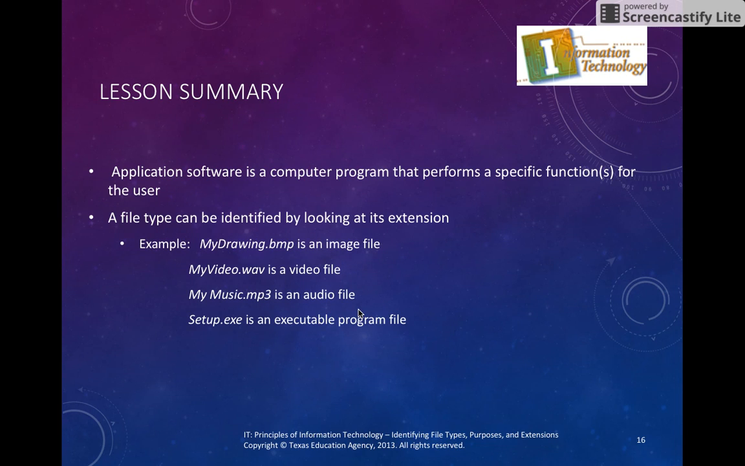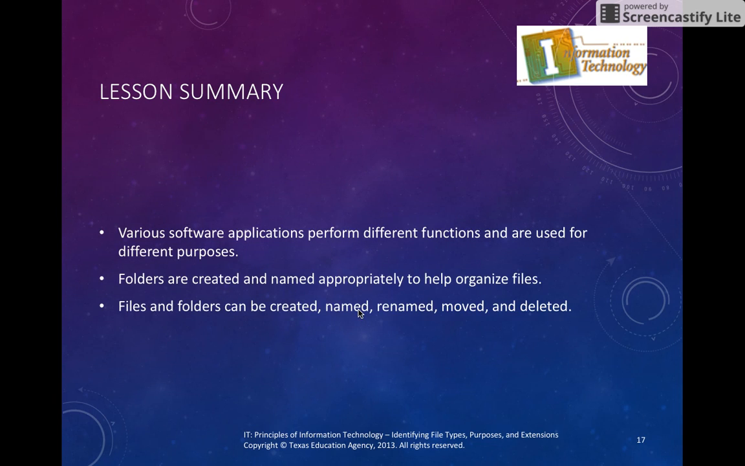So just a summary of what you learned today. Application software is a computer program that performs a specific function for the user. A file type can be identified by looking at its extension. So for example, my drawing.bmp is an image file. My video.wav is a video file. And my music.mp3 is an audio file. And then setup.exe is an executable program file.